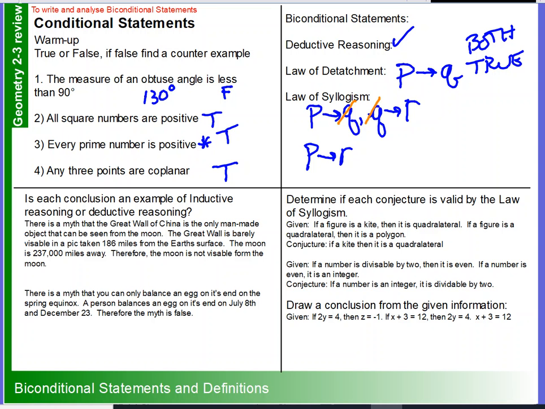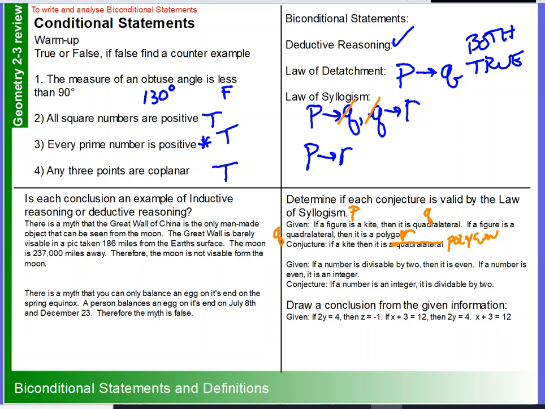All right. So if a figure is a kite, then it is a quadrilateral. If a figure is a quadrilateral, then it is a polygon. So the conjecture is if it is a kite, then it is a polygon. Does that make sense? So in other words, our P statement is if a figure is a kite, so that would be our P. Then it is a quadrilateral, that would be our Q. If a figure is a quadrilateral, so that's a Q statement again, and it is a polygon, that's our R statement.